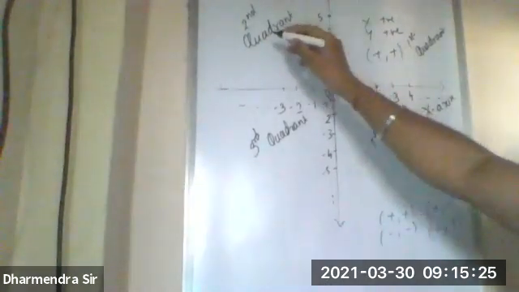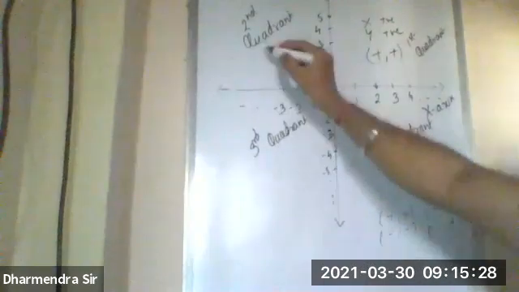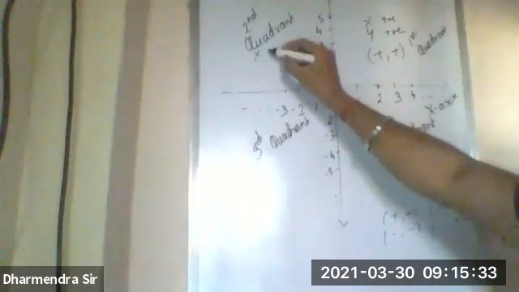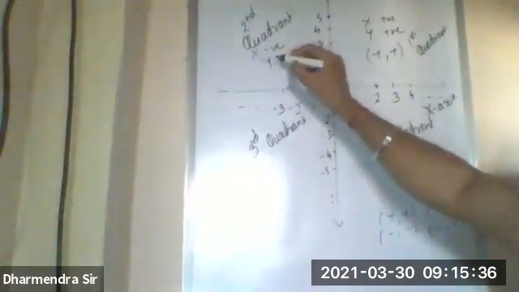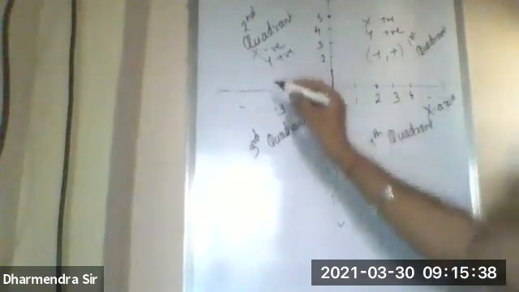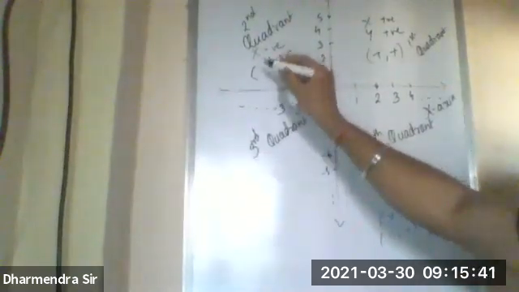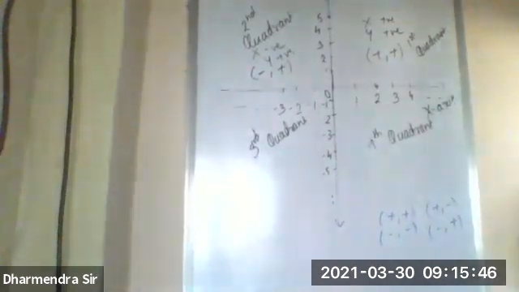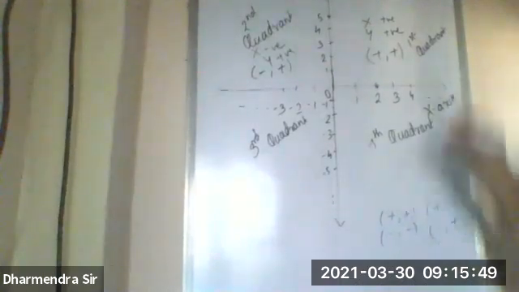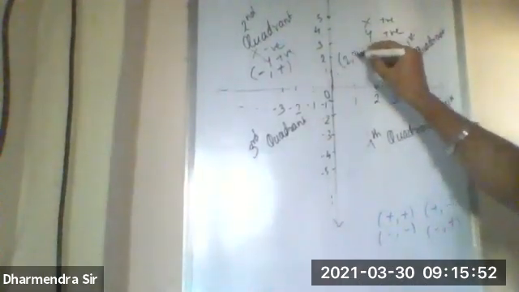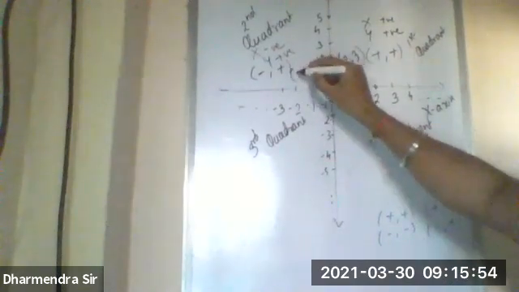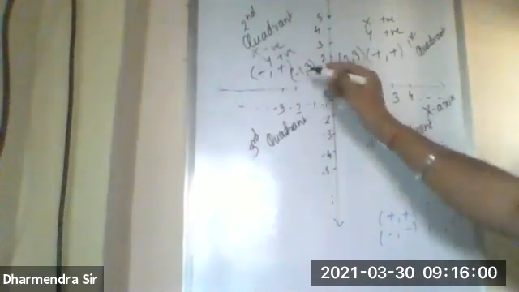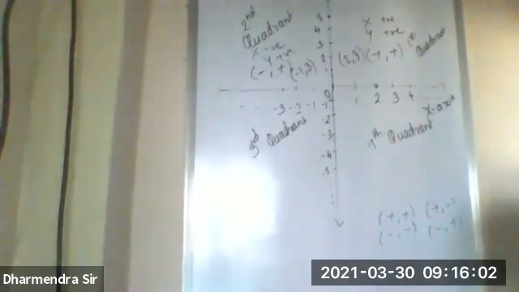Now, regarding the second quadrant, we can see that x is negative and y is positive. So here the point will have a sign of this type: minus comma plus. Let me give you one example as well at the same time. Here we can say 2 comma 3, both are positive. Here we can say minus 1 comma 3. So first is negative, second is positive.